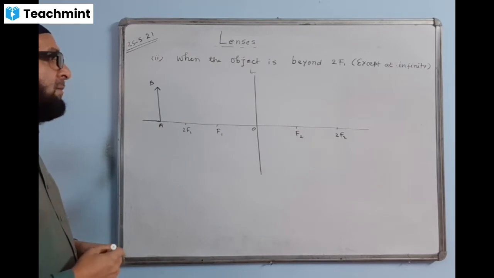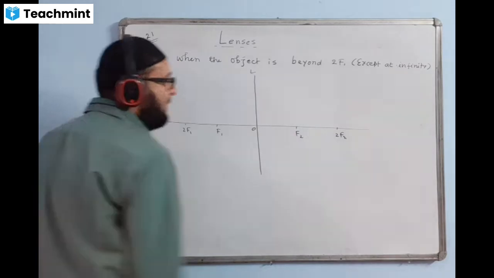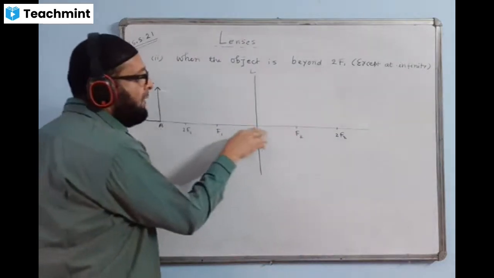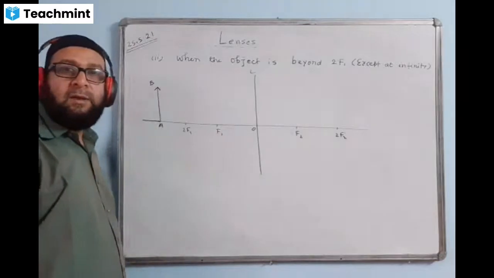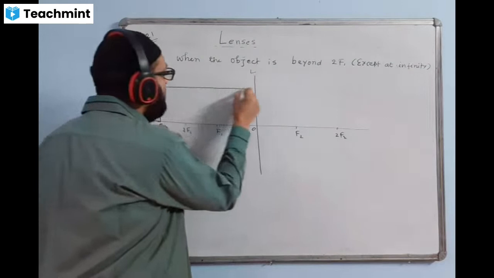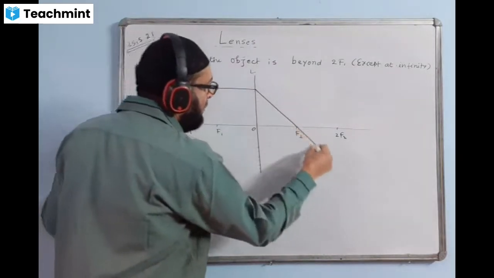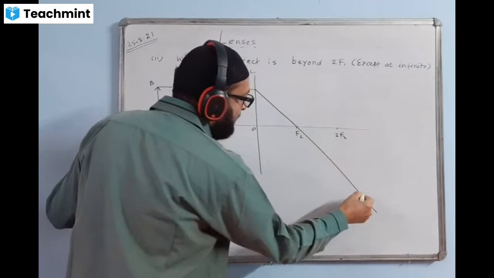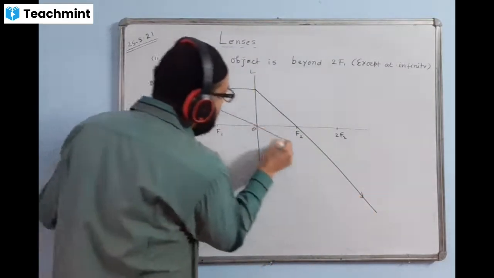How do we draw the diagram? First ray will take parallel. It will pass through F2. Second ray will pass through O and it will go straight. Where the two rays meet, there only the image is formed. Let us do. The first ray will take parallel to the principal axis here. It is passing through F2. Mark the arrow. Second ray will pass through O and it will go straight.